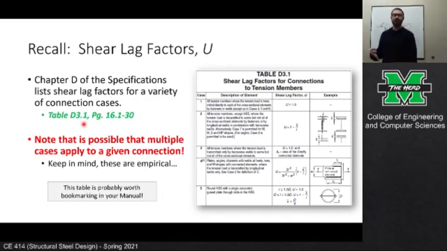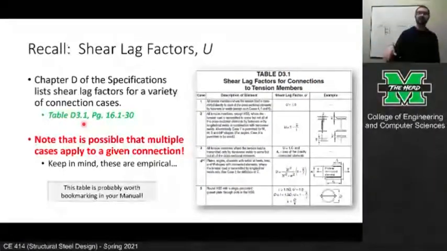As we dug into it, what it was is they were trying to turn the channel into an equivalent WT, but that equivalent WT issue is only for W sections connected via the flanges. The homework was a channel, so you didn't need to do that.